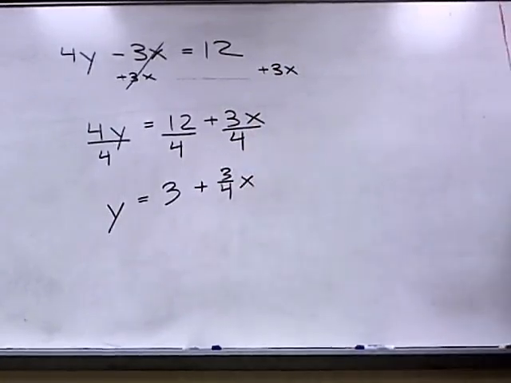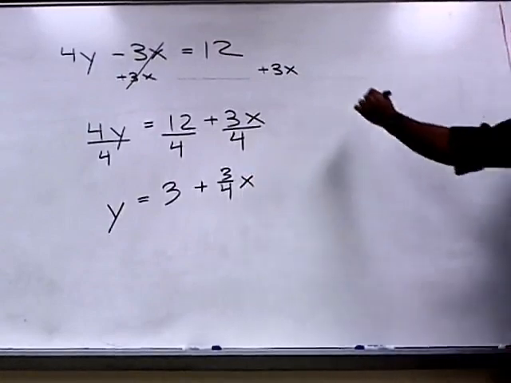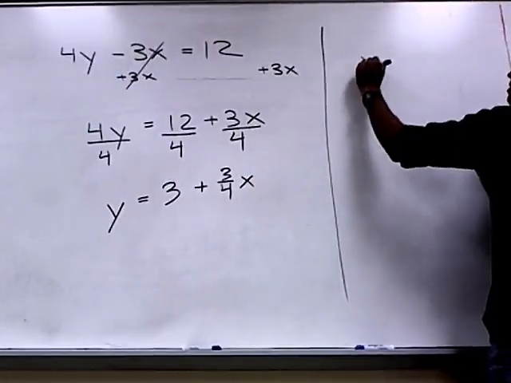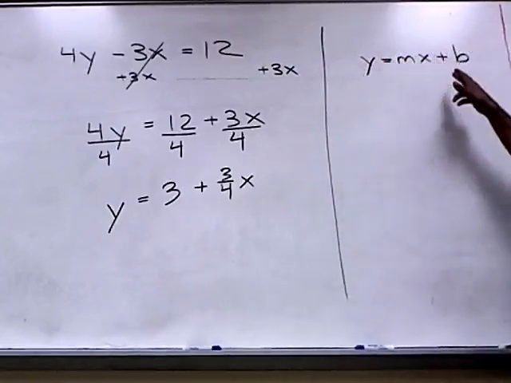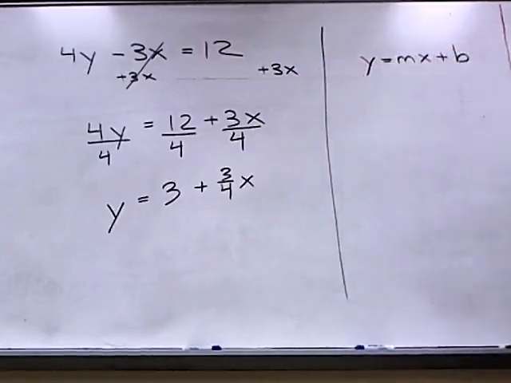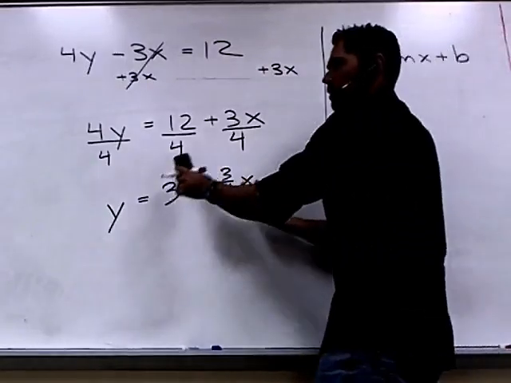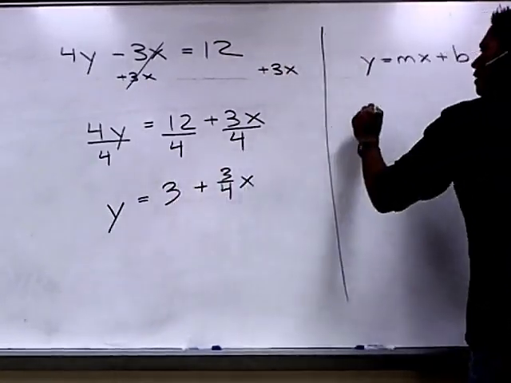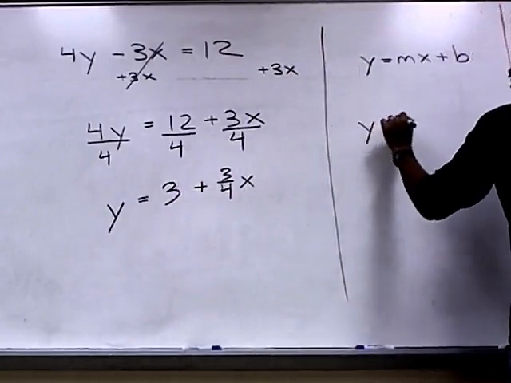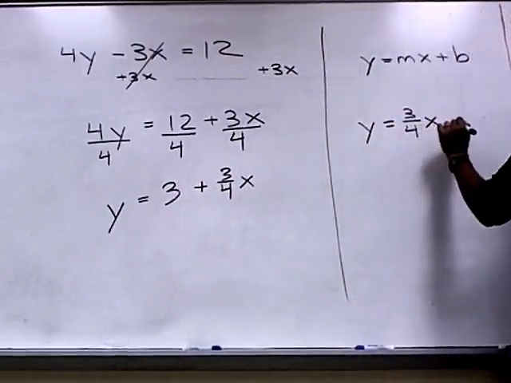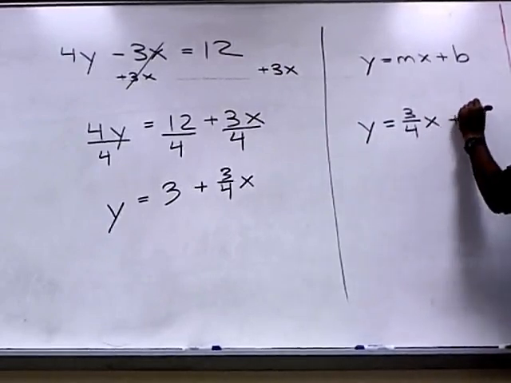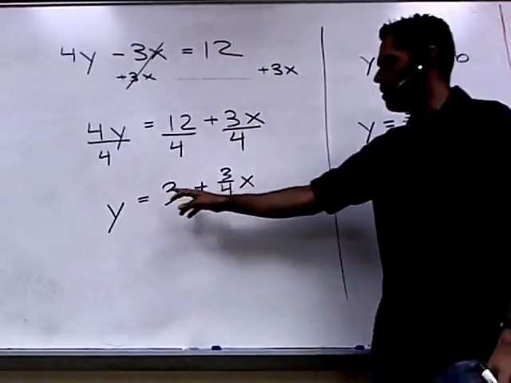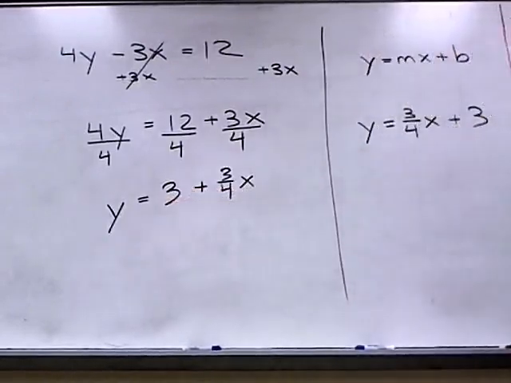Now that's not the slope-intercept form of a line yet. Remember, the slope-intercept form of a line looks like this. I mean, it is, but it's just not exactly written this way yet. I just need to switch the x term and the constant, just flip them, right? So I'm going to write y equals 3/4 x plus 3. Even though it's just 3 here, we need to make sure that we include a plus between it. And that's it. That's the slope-intercept form of a line.